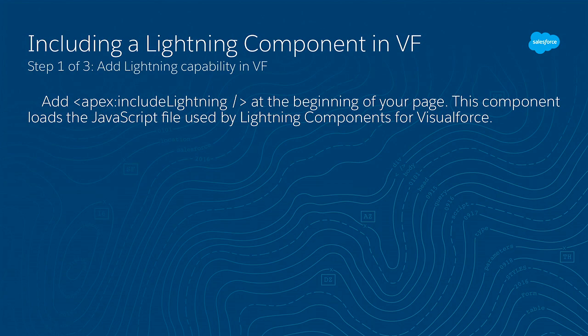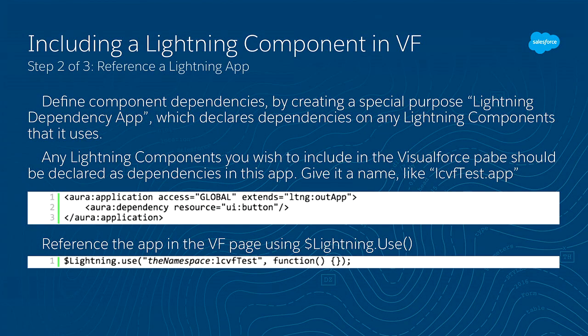And the next thing is to create a Lightning app, which we call a Lightning Dependency App. This dependency app does nothing but declare the dependencies on components inside a Visualforce page. Like for example, you want to add Lightning components in a Visualforce page, and you want to add one particular Lightning component. That component should be added as a dependency inside the Lightning app, and then that dependency has to be referenced inside a Visualforce page, so that the Visualforce page knows which components to pick. All right? So all the components should be declared as dependencies, and then only they can be used.